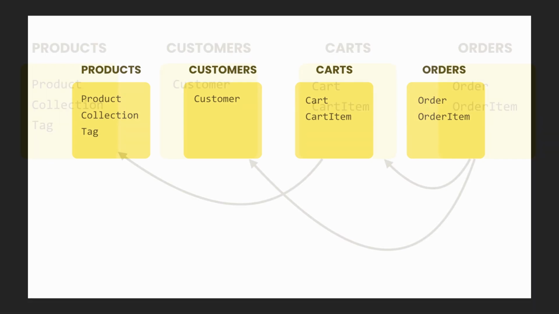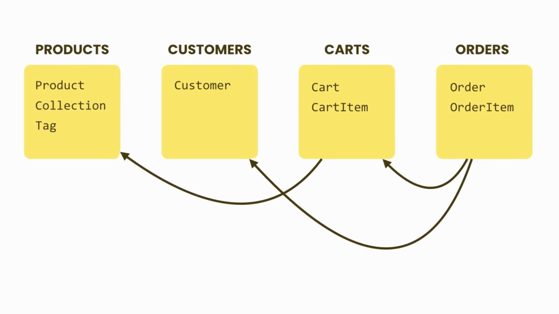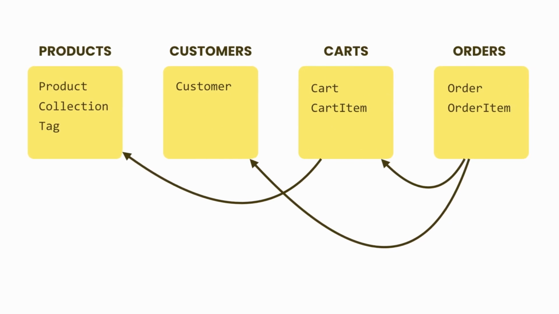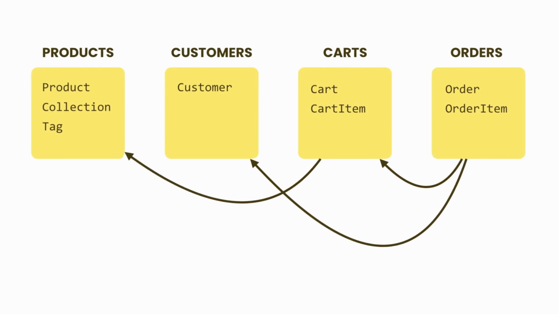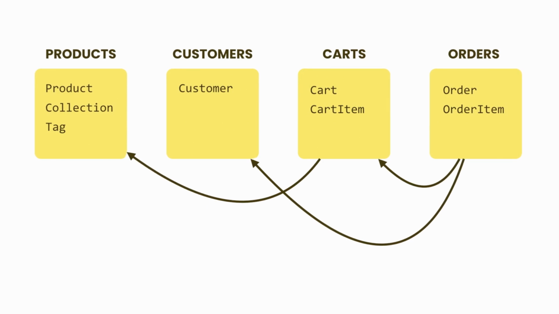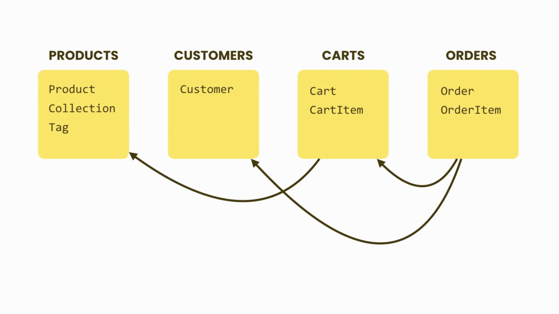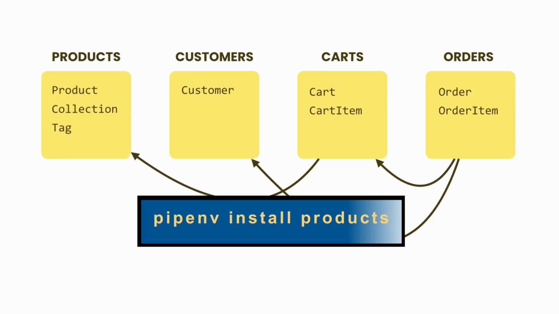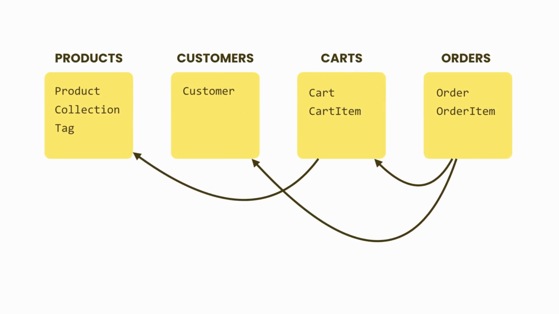Now look at the coupling over here, guys. This order app is dependent on the cart app. All right. And the order app is also dependent on the customer app, and the cart app is dependent on the products. So these are dependent on each other. Whenever we are working on an e-commerce project, we need to install all these apps separately. For example, you have to install products, carts, customers and orders, like pip install products, pip install carts, and so on and so forth.